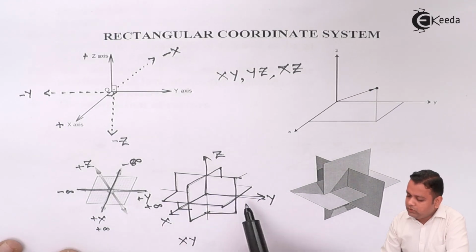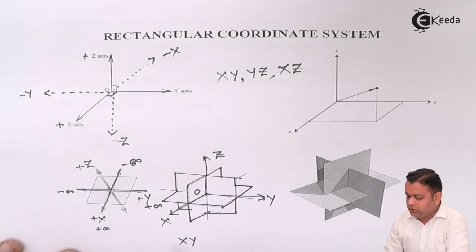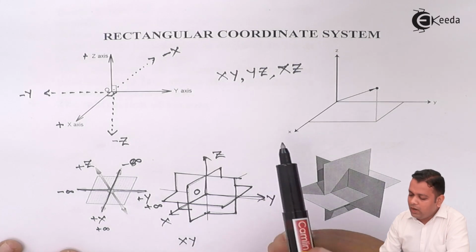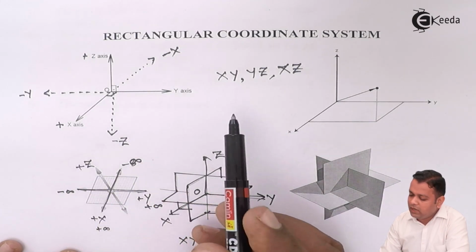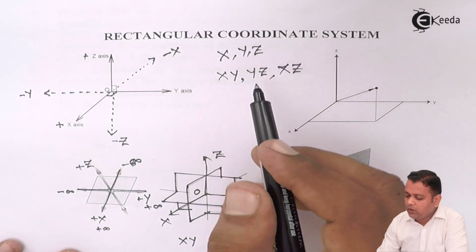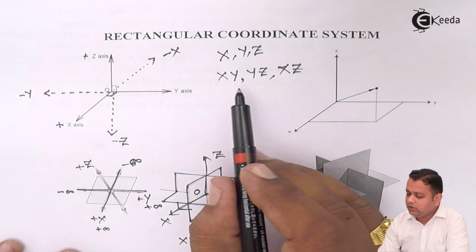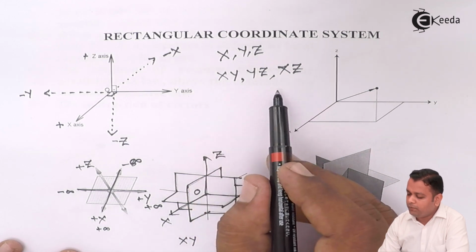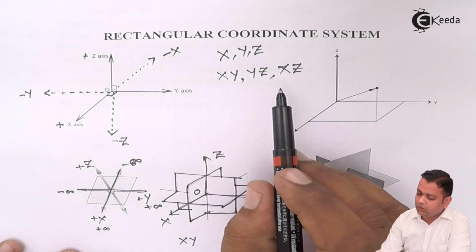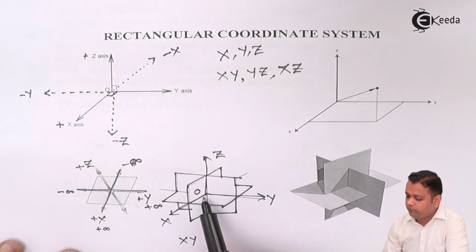Okay, so these three planes intersect again in a single point, what we call the origin. So either the references are the xyz axes represented in capital letters, or the xy, yz and xz planes. These three planes are also mutually perpendicular to each other, making 90 degrees and intersecting at the point O.